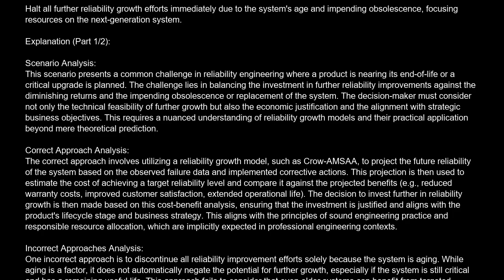This aligns with the principles of sound engineering practice and responsible resource allocation, which are implicitly expected in professional engineering contexts. Incorrect approach analysis.